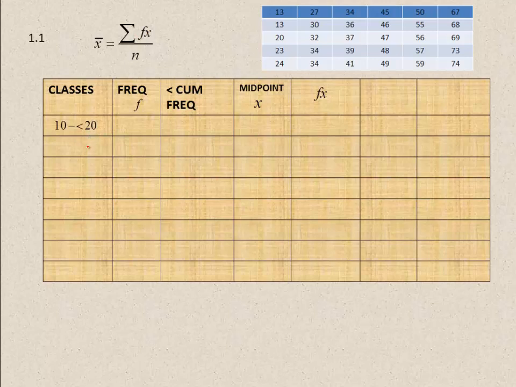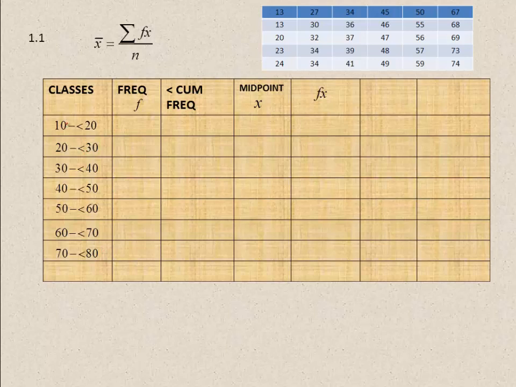And here, guys, I'm going to go a bit faster because it's a repetition of the same thing over and over again. What will be the next class? My class width is 10, remember. So it's going to be 10 plus 20, which is 30. Sorry, 20 to less than 30. And then it's going to be 30 to less than 40, 40 to less than 50, and on and on until I come to the last one, which is 70 to less than 80.